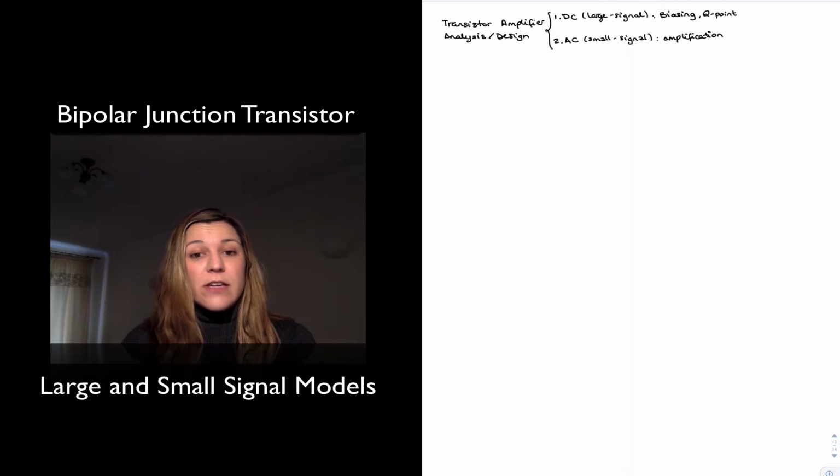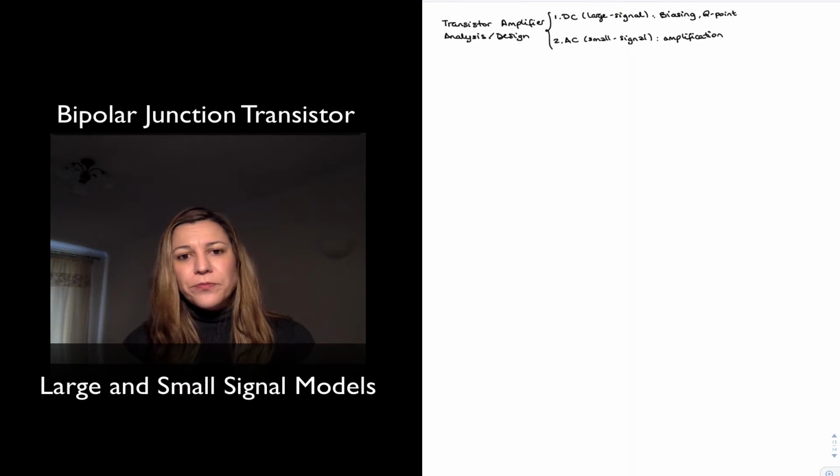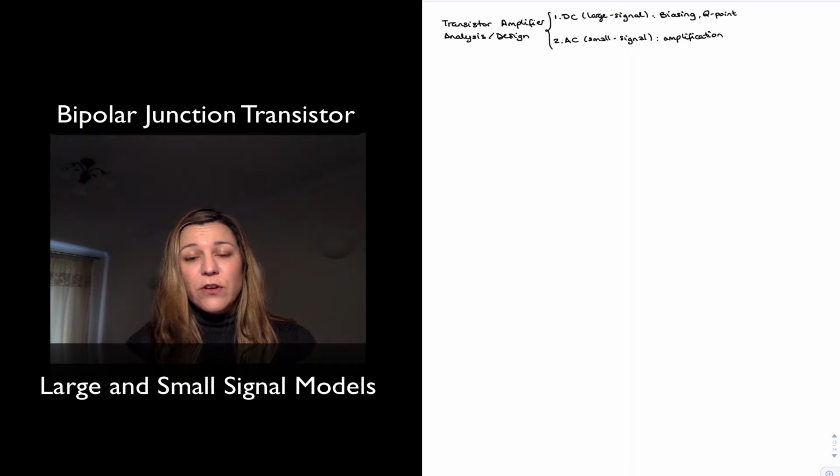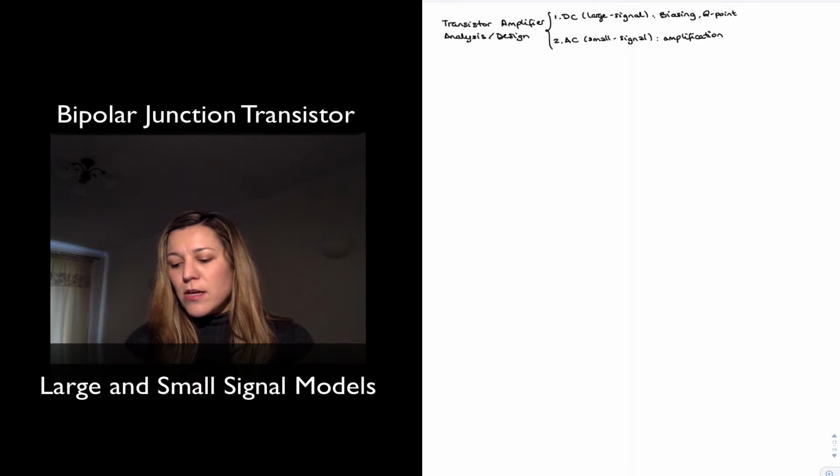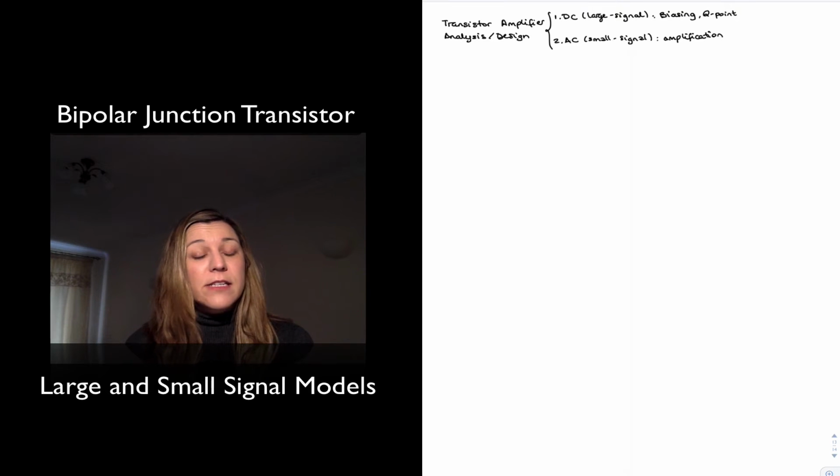Now, the transistor is a complex device. It's a nonlinear device. It has different regions of operation. And so it's going to be very difficult for us to analyze circuits using a mathematical equation for the transistor that takes into account all the different regions of operation and non-idealities and whatnot. And so we want to be able to do our analysis in a way that is as simple as possible.